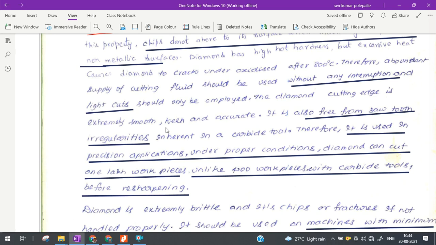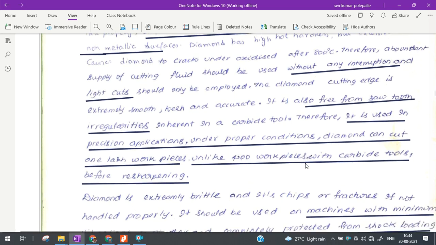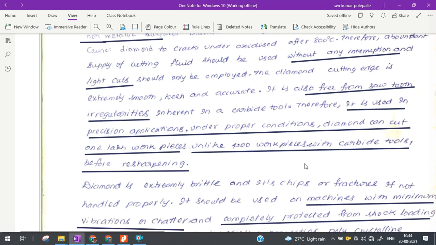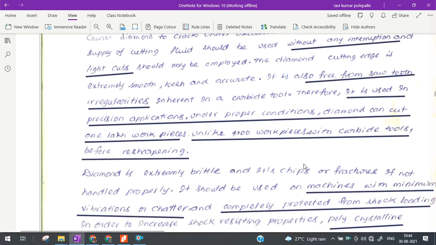Diamond cutting edge is simply smooth, keen and accurate. So it's also free from sawtooth irregularities which generally occur with carbide tools. It is used in precision applications. Under proper conditions, diamond can cut 1 lakh workpieces, unlike 400 workpieces with carbide tools before resharpening.